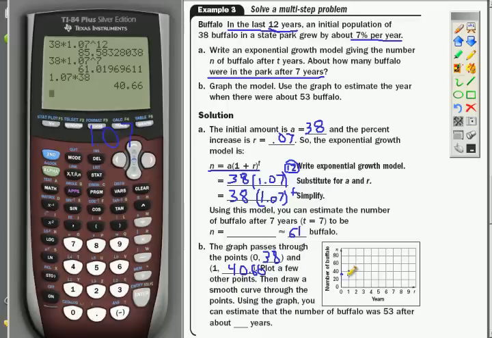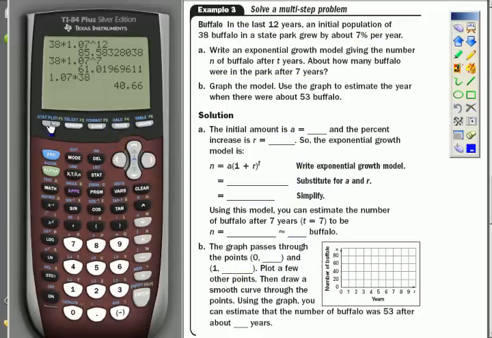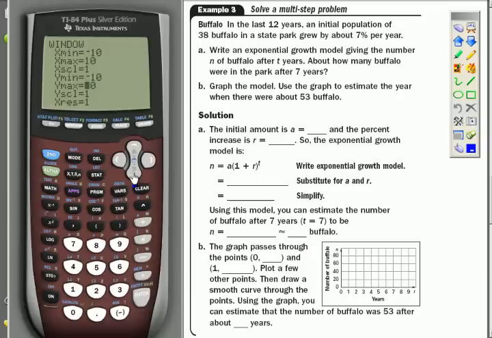But let me show you a cool trick you can do in your calculator that's going to give you an excellent estimate of that. In your calculator, we can graph that scenario. We can have 38 buffalo times 1.07 to the t power. We're going to call it to the x power. And when I graph that, my window's got to look like this a little bit. So on my window, my x's and my y's are okay, but my y's have to go up to like 100 to give me a better picture of what that's going to look like.